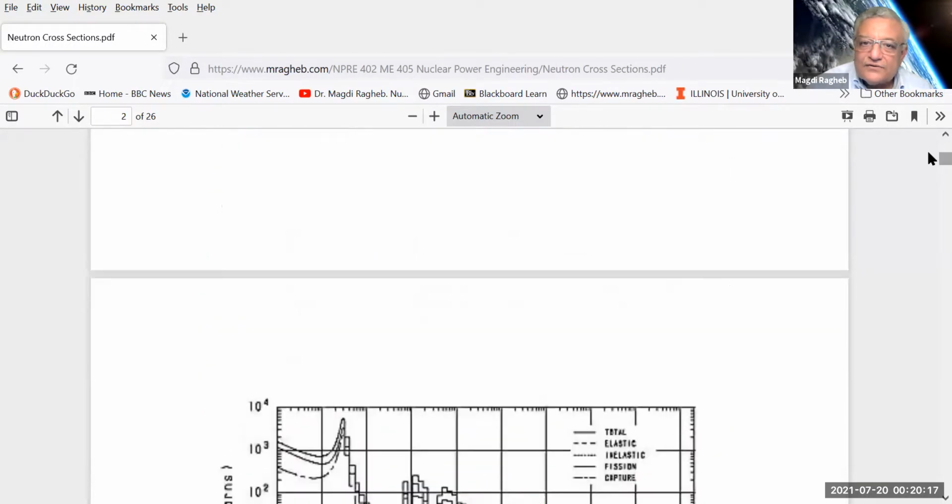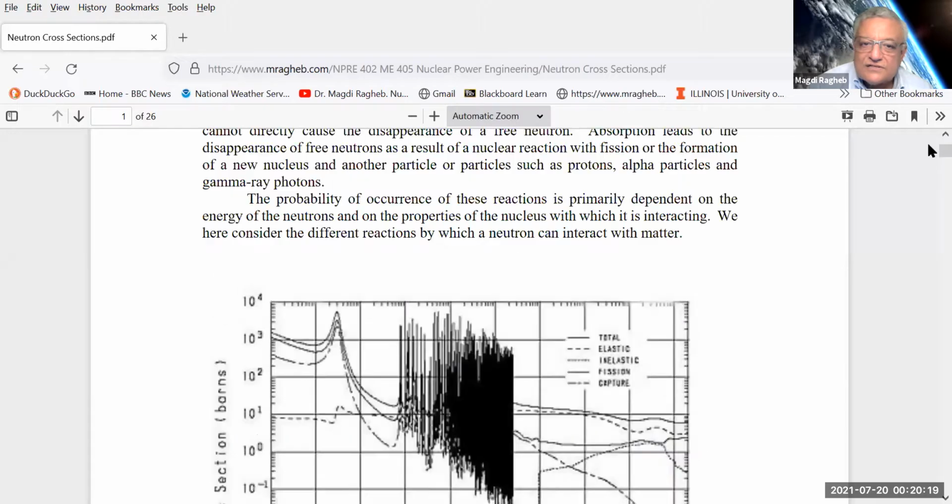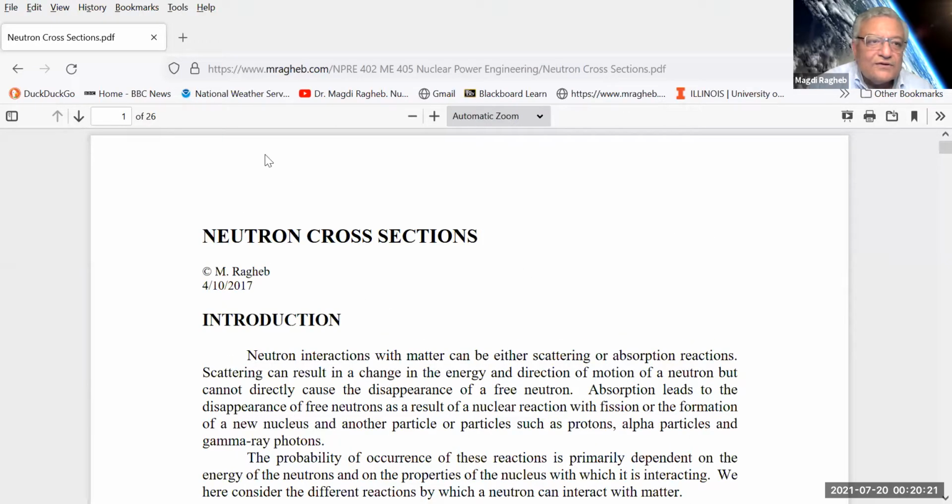By defining the neutron flux and knowing the number densities, we can calculate reaction rates. I'll stop the sharing here and look at the chat room if there are any questions. If there are no questions, we'll continue and see if we can cover another chapter.